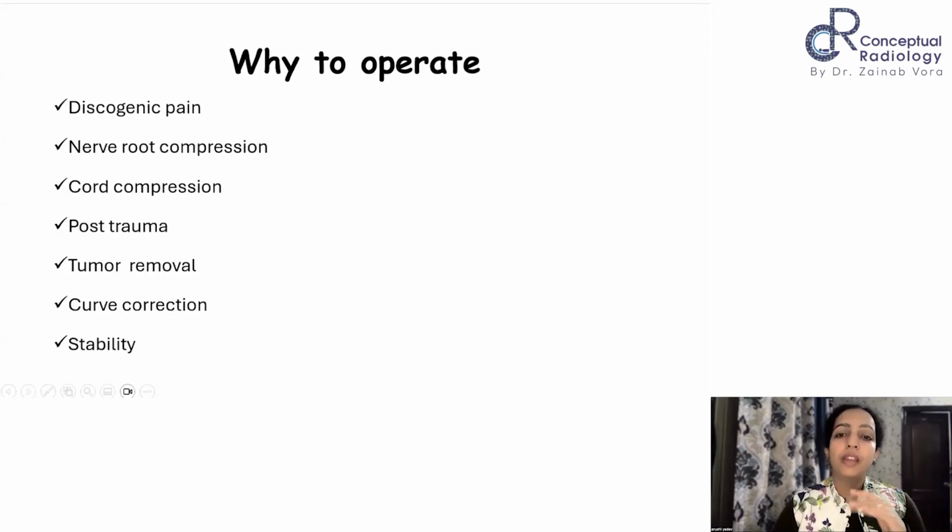So there are indications why the operation is being done, right? And these are the common indications why the scans are done, which include discogenic pain, nerve root compression. So it could be a radiculopathy. It could be something like a cauda equina or a cord compression pattern. It could be post-traumatic, leading to instability, cord compression, radiculopathy. It could be a tumor removal, and it could be curve correction like a spondylolisthesis or a scoliosis, which involve major stability constructs. And again, the stability part that we have discussed, the grade of the stability that was there, which section has been operated upon.